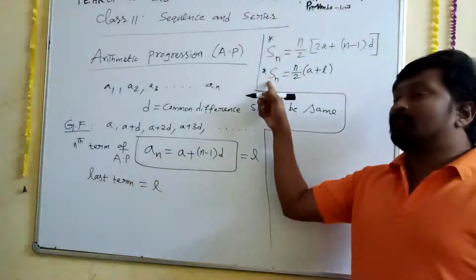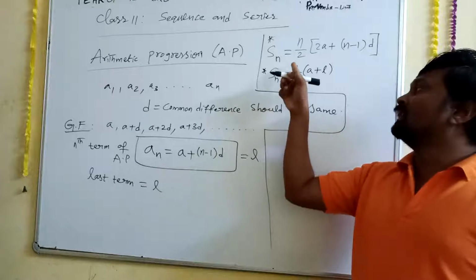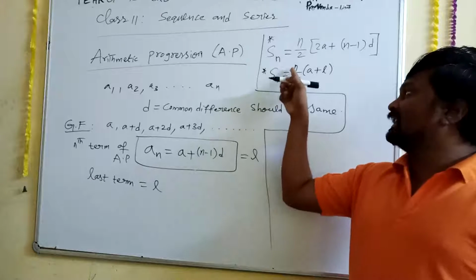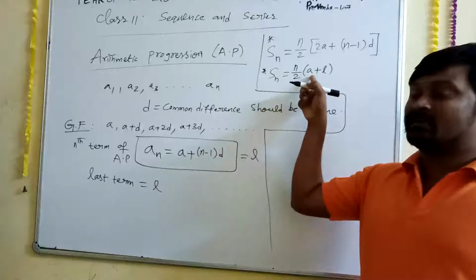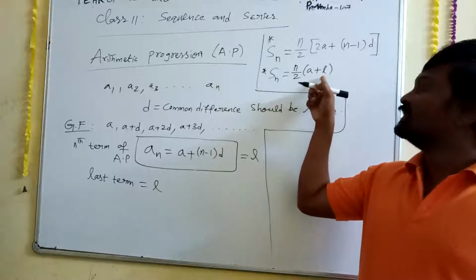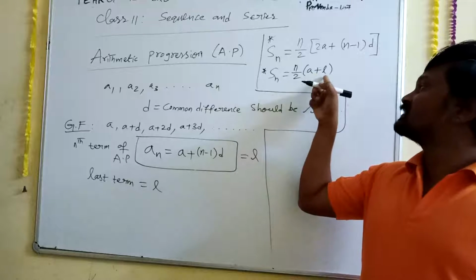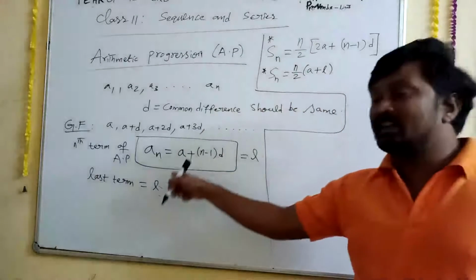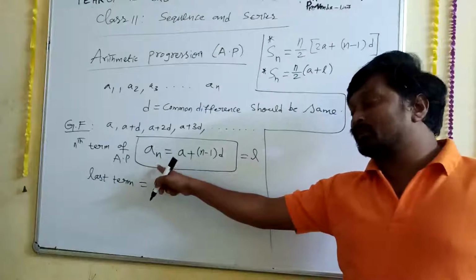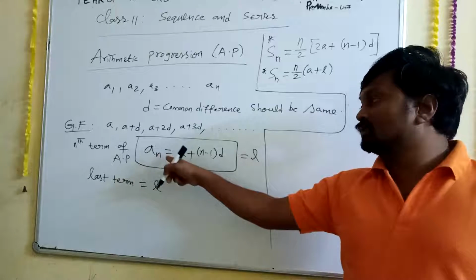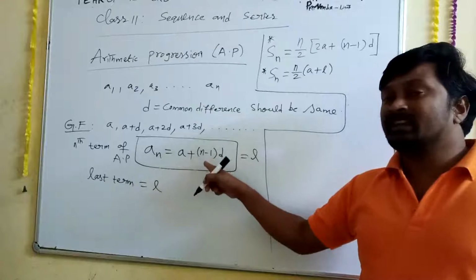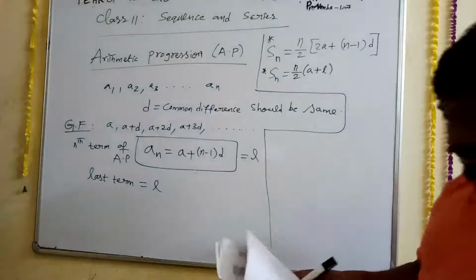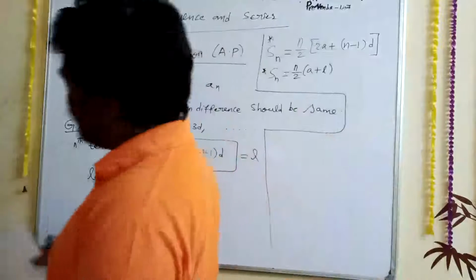Sum of n terms is equal to n upon 2 into first term plus last term. First term is A, last term is L. Last term L means what is the formula here? Your nth term only, your last term formula also: A plus n minus 1 into D. So this you have to remember. So I hope you all understood this.